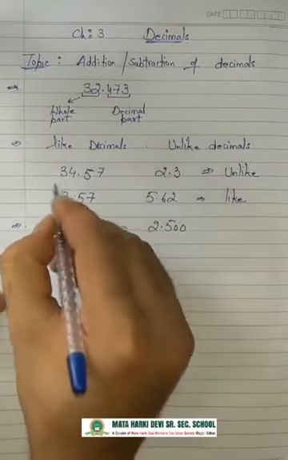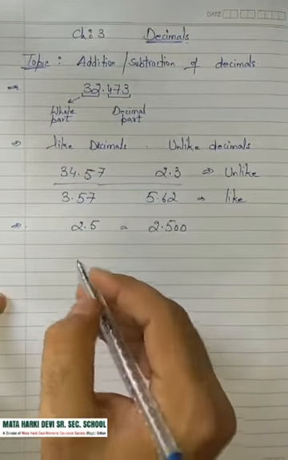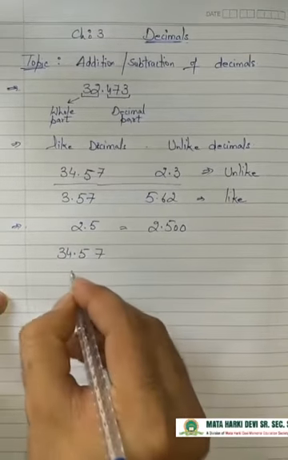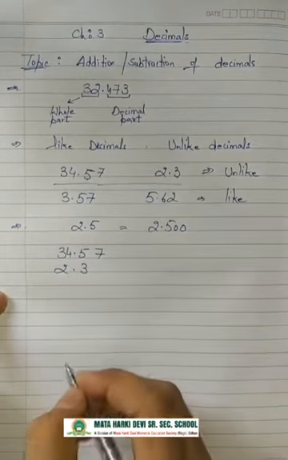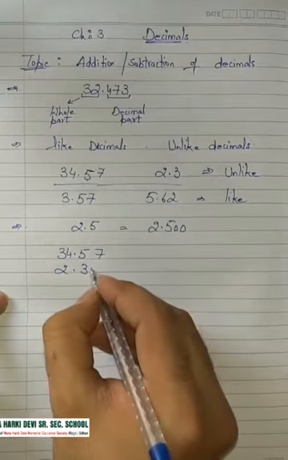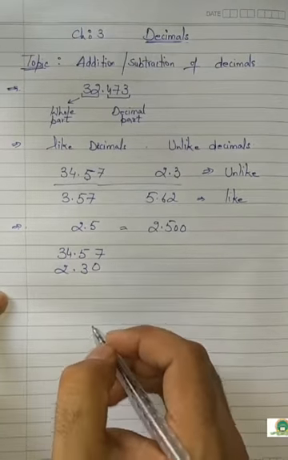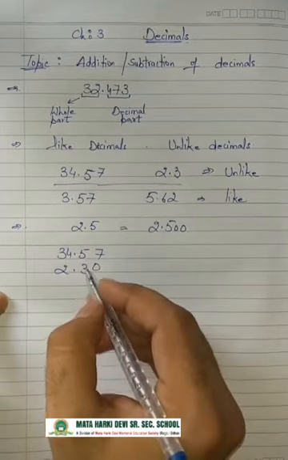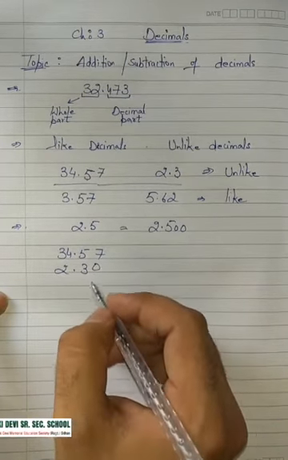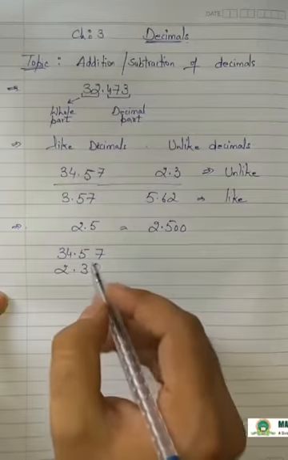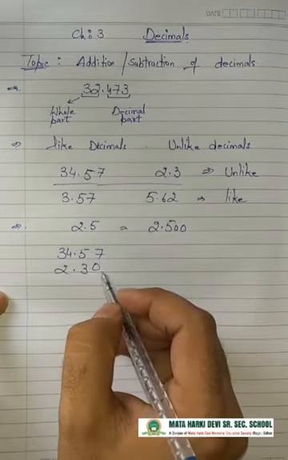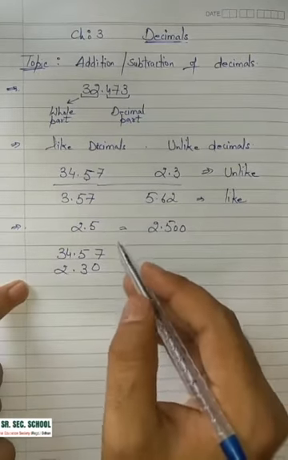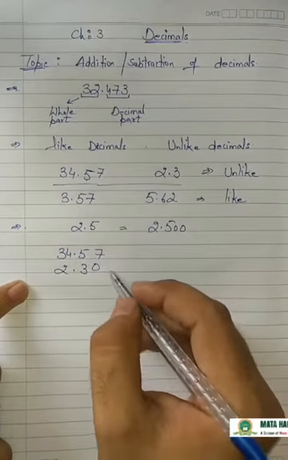Let us take this first example, 34.57 and 2.3. If I add a 0 behind 3, the value does not change, but in this case the decimal places become equal. This means both numbers have two decimal places. So to convert unlike decimal into like decimal, we use 0.